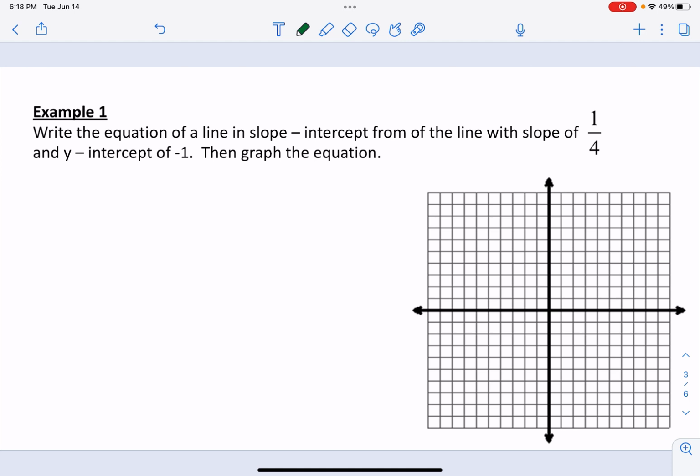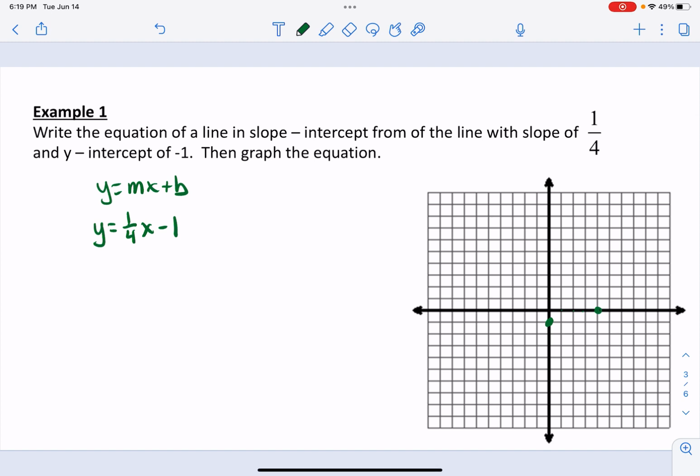Okay, write the equation of a line in slope-intercept form, y equals mx plus b, with a slope of 1/4 and a y-intercept of -1. Then graph the equation. y equals mx plus b, where m is my slope and b is my y-intercept. So I go to my y-intercept, which is -1, and then I count out my slope. Up 1, right 4. 1, 2, 3, 4.